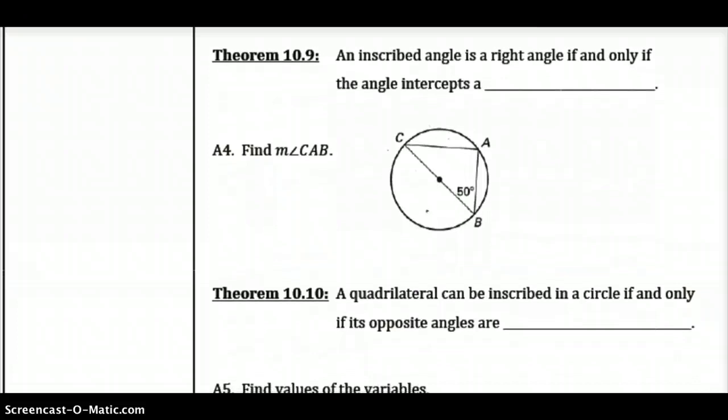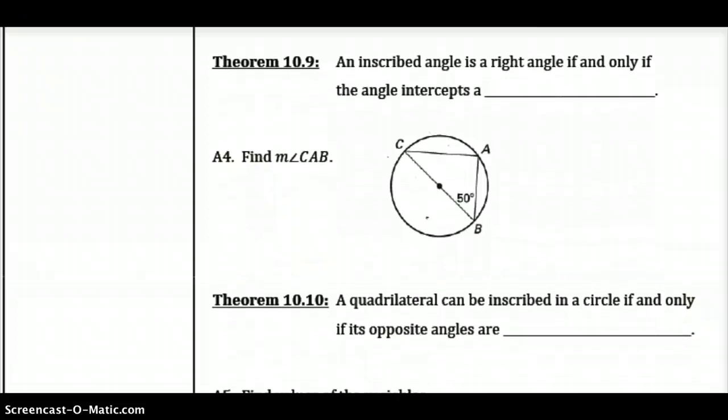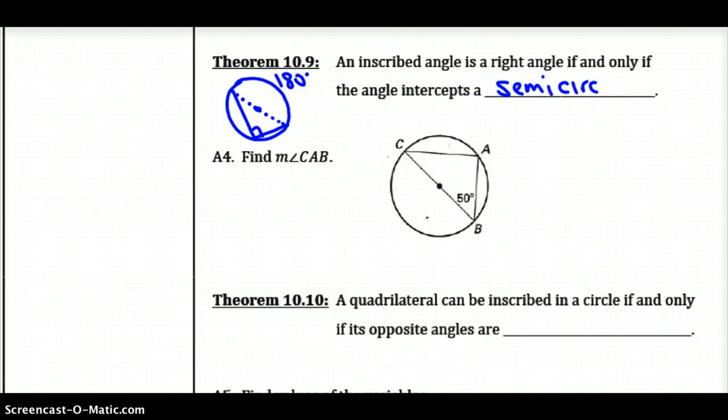All right. Theorem and a practice here. An inscribed angle is a right angle if and only if the angle intercepts a semicircle. If you think about it, if I get a 90-degree angle here, that means this is 180 degrees, which is half the circle. So this would have to be the diameter, and it intercepts half a circle, otherwise known as a semicircle.